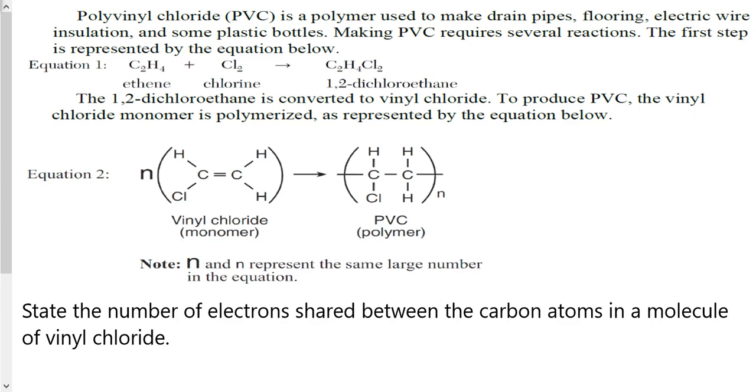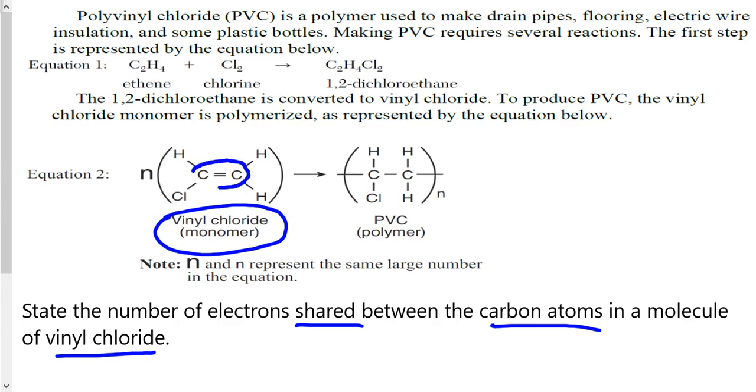In this question, we were asked to identify the number of electrons shared between carbon atoms in a molecule of vinyl chloride. It's always a good idea to read the last sentence of a question first. If you're not satisfied, you can read the whole thing. Since I have to figure out the number of electrons shared between carbon atoms for vinyl chloride, I look at the compound, and I see two carbons with a double bond in between.